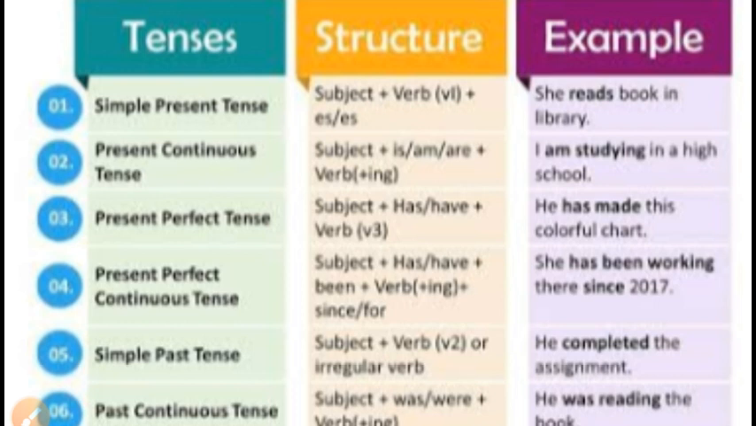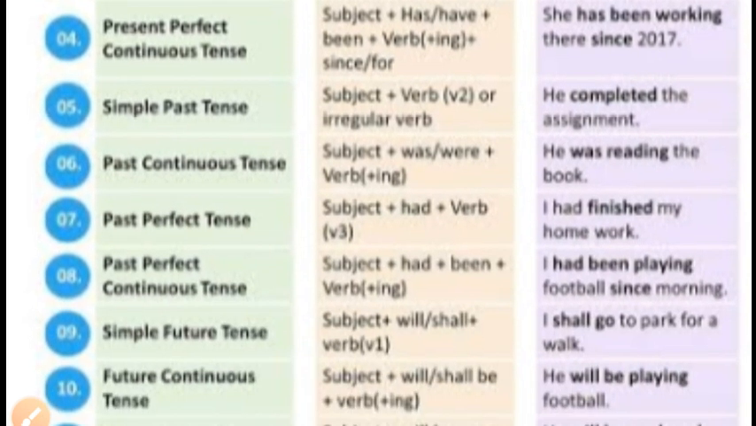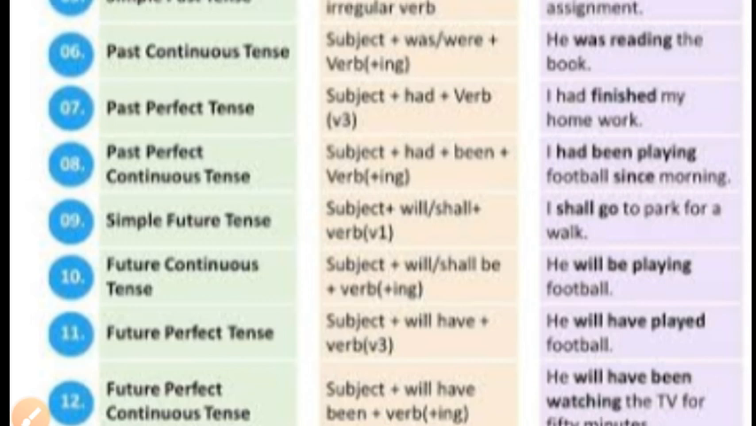Simple past tense. Subject plus second form of the verb or irregular verb. Example, he completed the assignment. Past continuous tense. Subject plus was, were plus ing form of the verb. Example, he was reading the book.